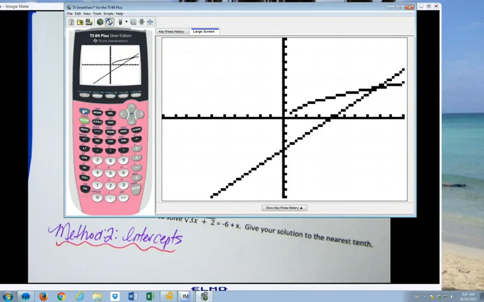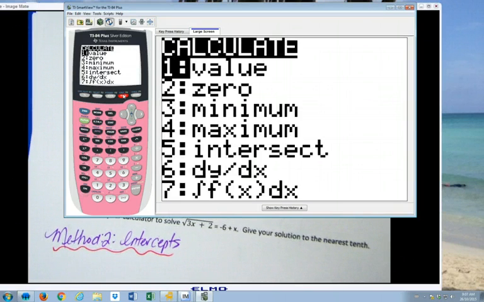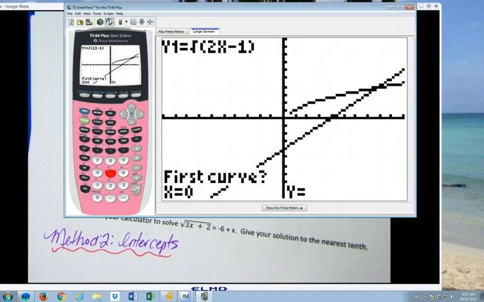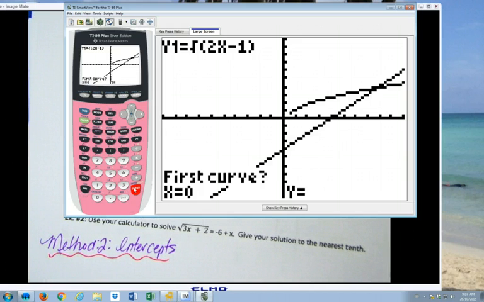Okay, intersections come from second function calc. Jump down to number 5. It'll always say first curve, you're going to hit enter. Or not. Or, that's interesting. Usually it flips to second curve. And I don't know why the button's staying red. Did it flip to second curve for you guys? And then enter a third time will get you the thing.